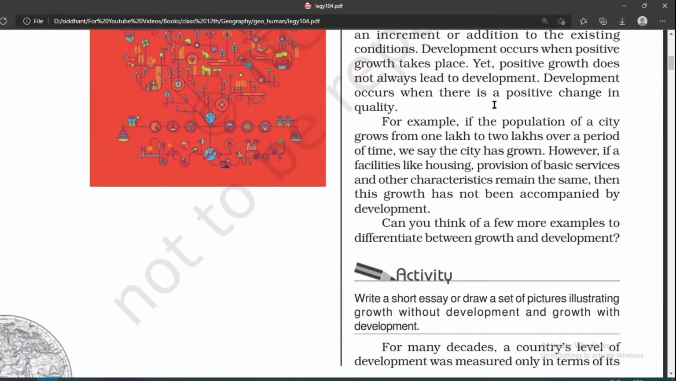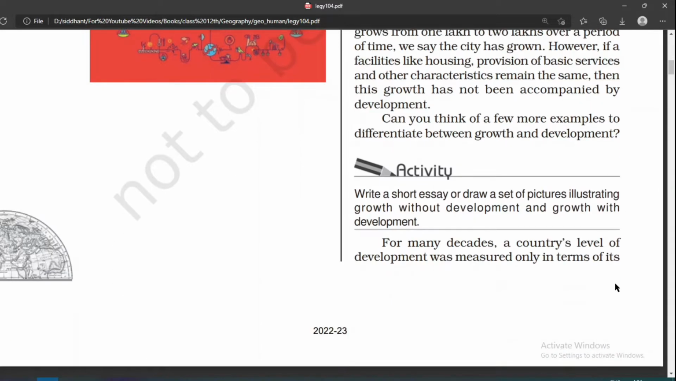For example, if the population of a city grows from 1 lakh to 2 lakh over a period of time, we say the city has grown. However, if facilities like housing, provisioning of basic services, and other characteristics remain the same, then this growth has not been accompanied by development. Can you think of a few more examples to show the difference between growth and development?